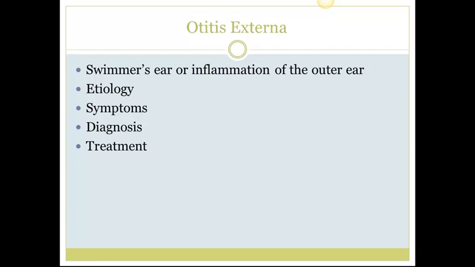Otitis externa is also called swimmer's ear, or the inflammation of the outer ear. The etiology is swimming in contaminated water, which can be bacterial or a fungal infection. You can also get otitis externa from wearing headphones. Symptoms include pain, fever, pruritus, and hearing loss, and may also drain clear or purulent fluid.